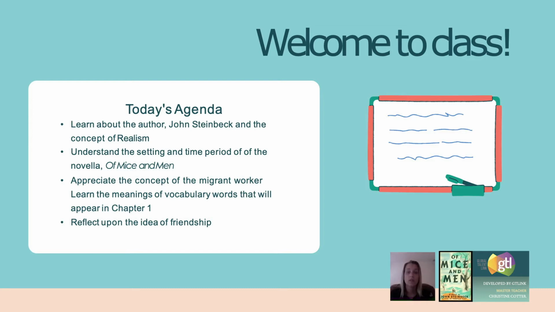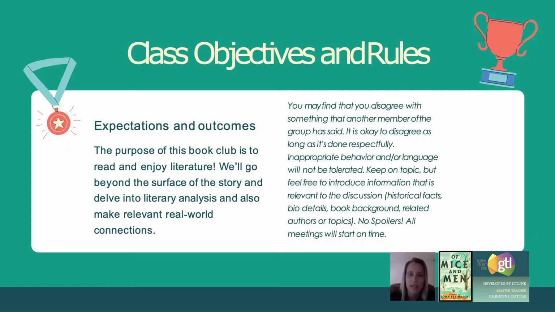We're going to learn about the meanings of vocabulary words that will appear in chapter 1 and reflect upon this idea of friendship. Something we can all relate to. Friendship is personal to everybody. And I think everybody in the world will be able to have some sort of connection to this idea of friendship, whether it's a good or a bad friendship, right?